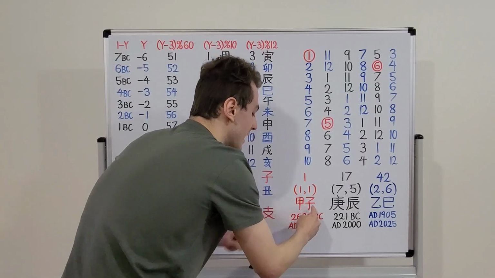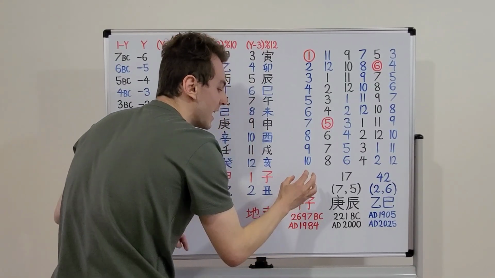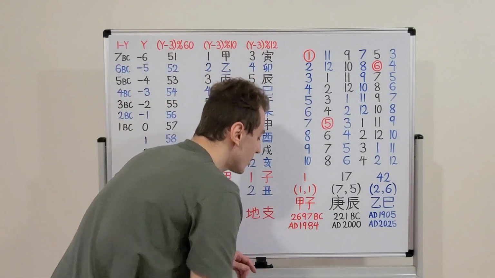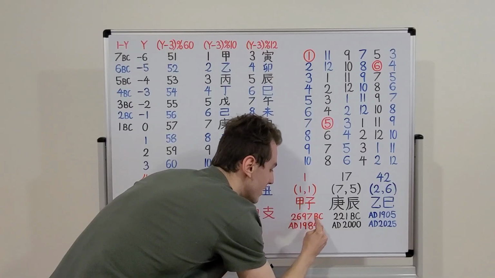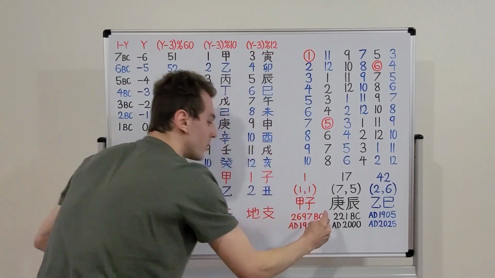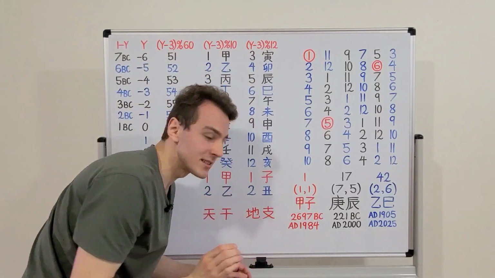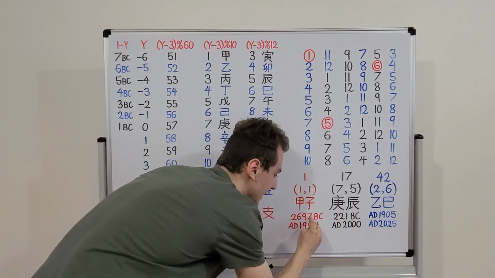Now, here are 2 example years that get mapped to this year in the sexagenary cycle. We can see the year 2697 BC. If we convert that to the astronomical year number, we will get minus 2696.